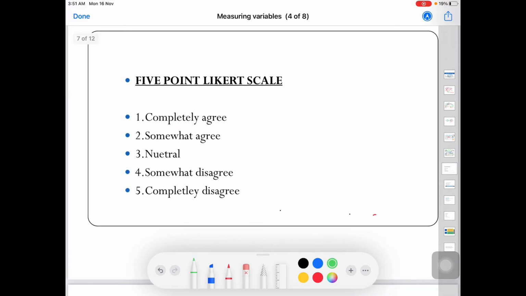There are a few scales that come under interval scale. The first one is the 5-point Likert scale.